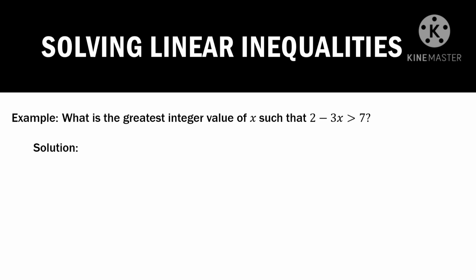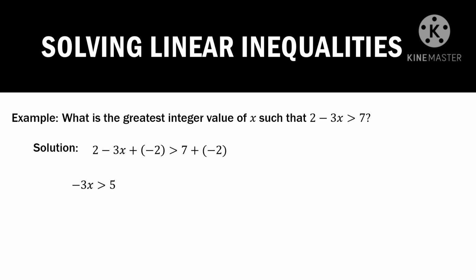Okay, ang solution dyan, so 2 minus 3x is greater than 7 yung given. So, magtatanggalin natin yung positive 2 doon sa equation, kaya we add both sides of the inequality by negative 2. So, the inequality symbol will not change kasi we use the addition property of inequality. So, ano magiging result niyan? Magiging negative 3x is greater than 5.